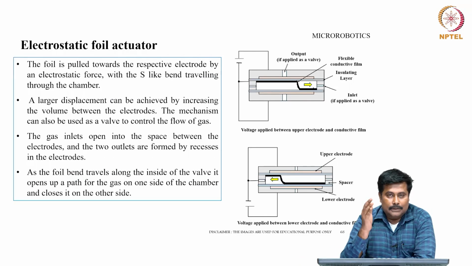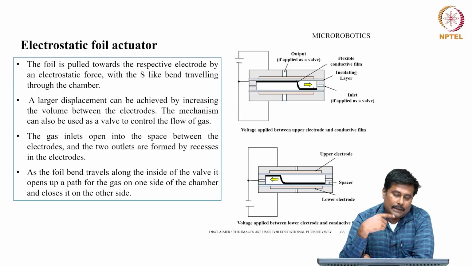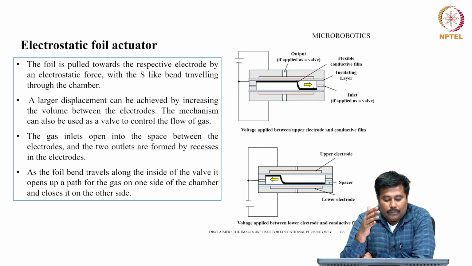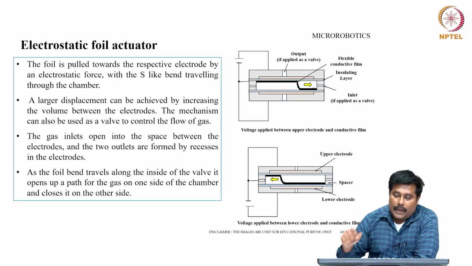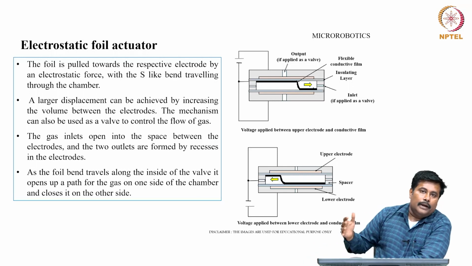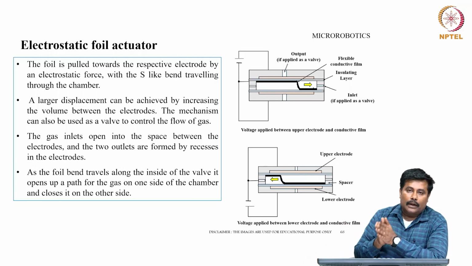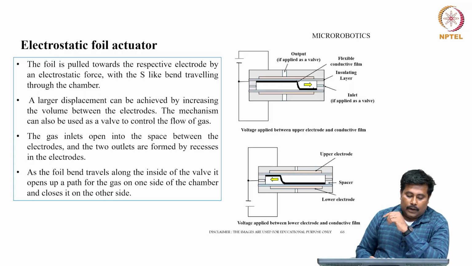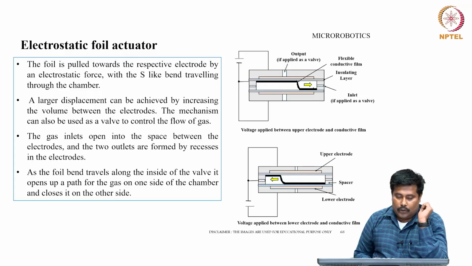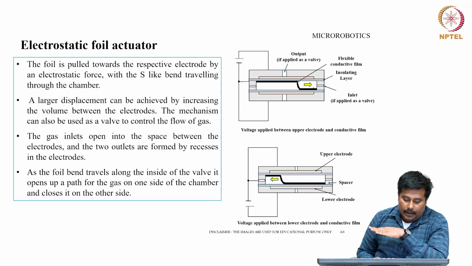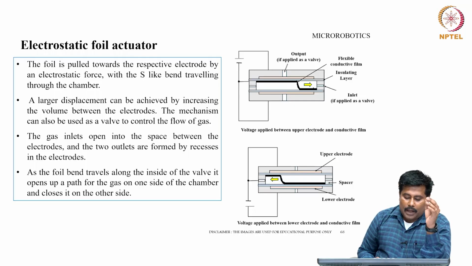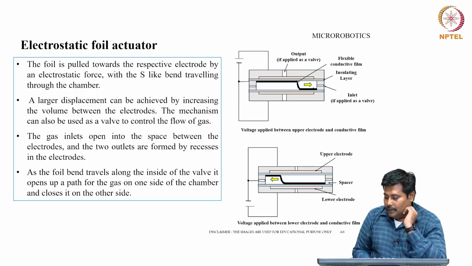So, the larger displacement can be achieved by increasing the volume between the electrodes, and the mechanism can also be used as a valve to control the flow of the gas. So, the gas inlets open into the space between the electrodes, and the two outlets are formed by the recess in the electrode. As the foil bend travels along the inside of the wall, it opens up a path for the gas on one side of the chamber and closes it on the other side of the chamber.